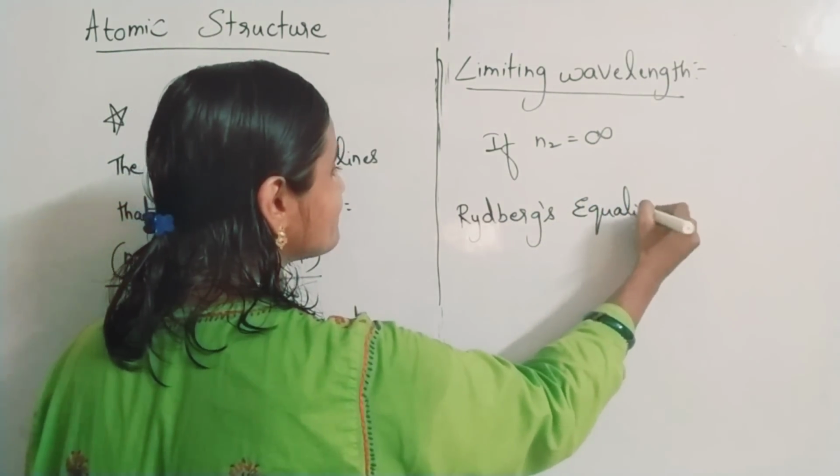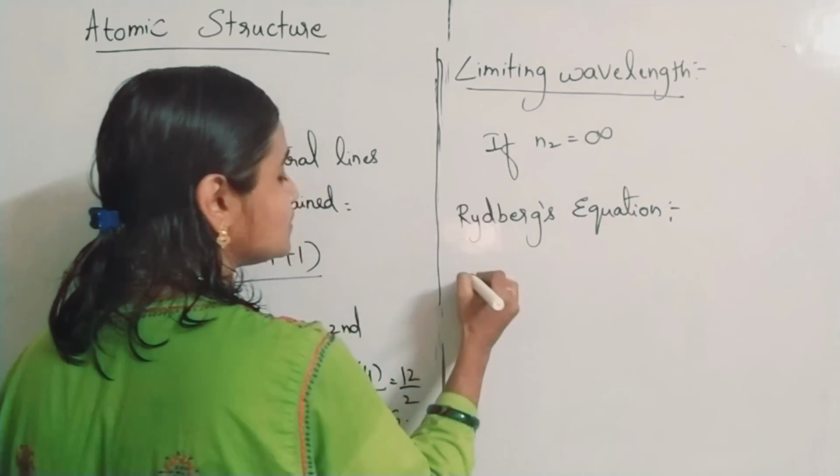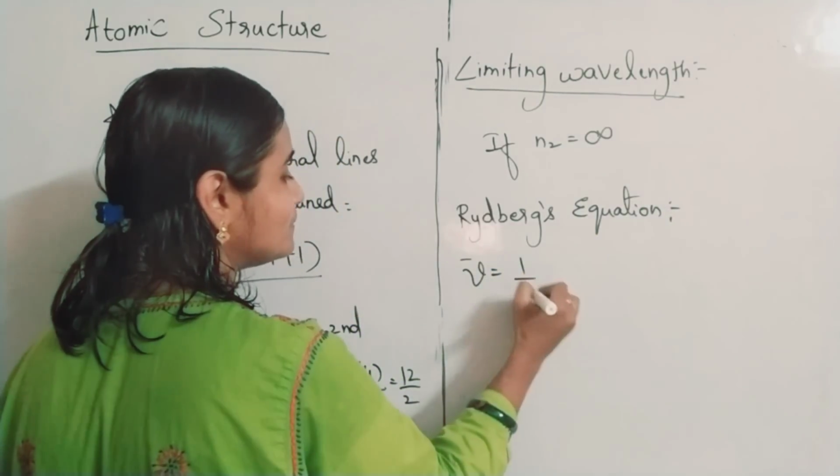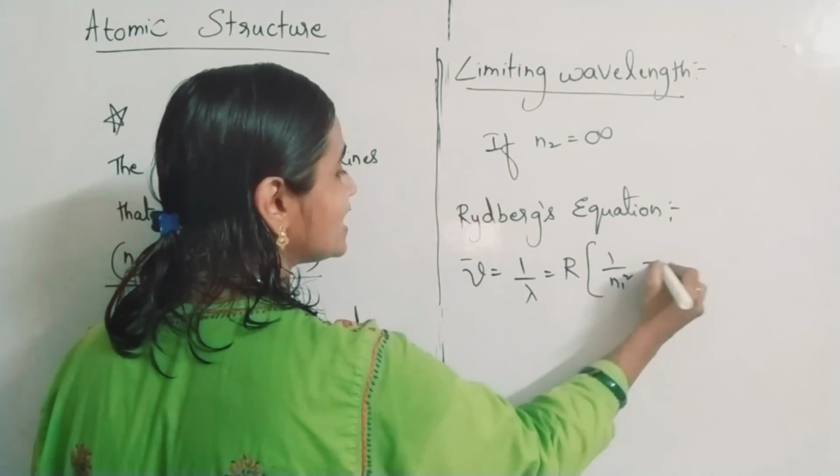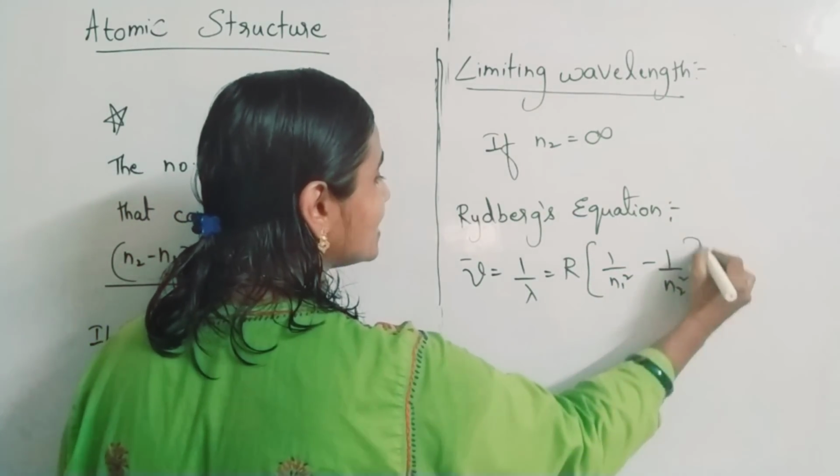So here nu bar is equal to 1 by lambda is equal to R into 1 by n1 square minus 1 by n2 square.